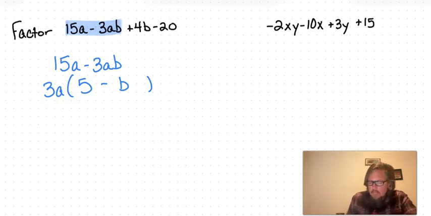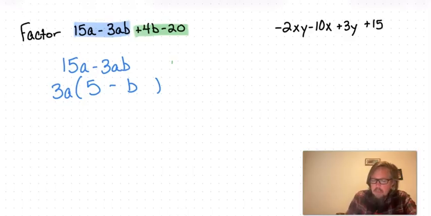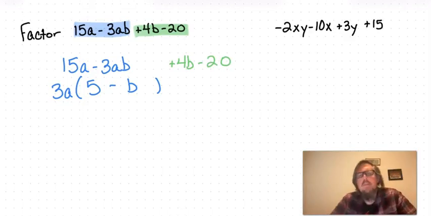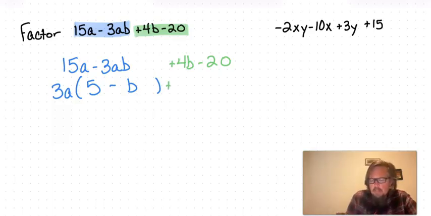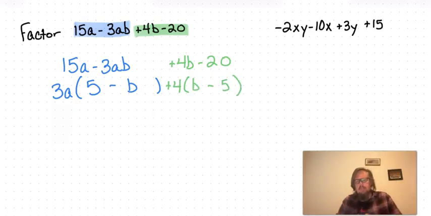And so now we'll go ahead and factor our next two, plus 4b minus 20. Looks like the greatest common factor here is just 4. So 4b minus 20, 20 and 4 can both be divided by 4. So positive 4, leaving us with b minus 5, just like that.